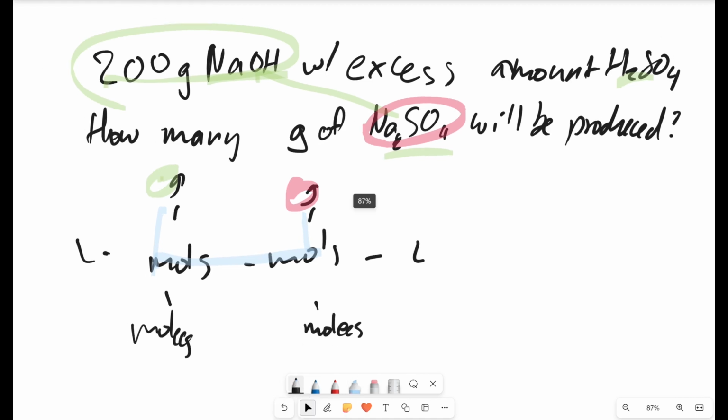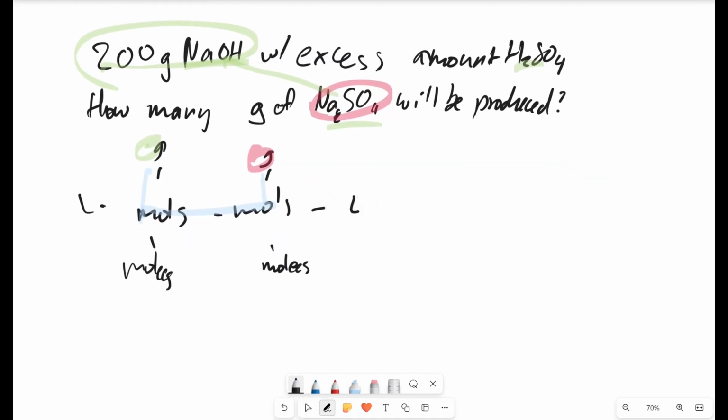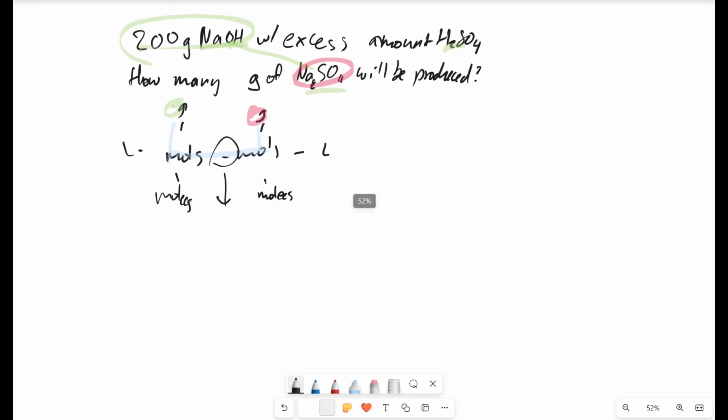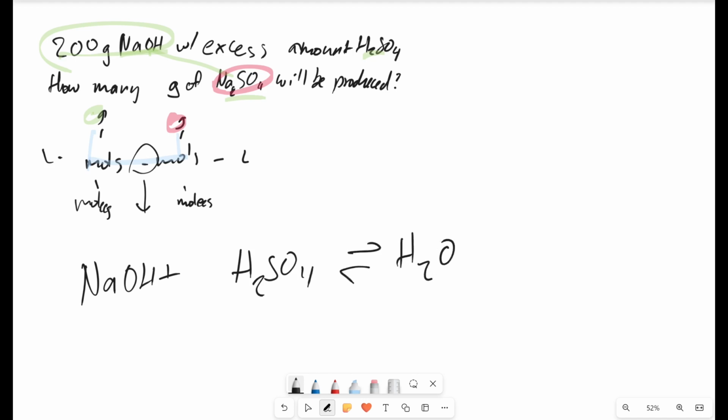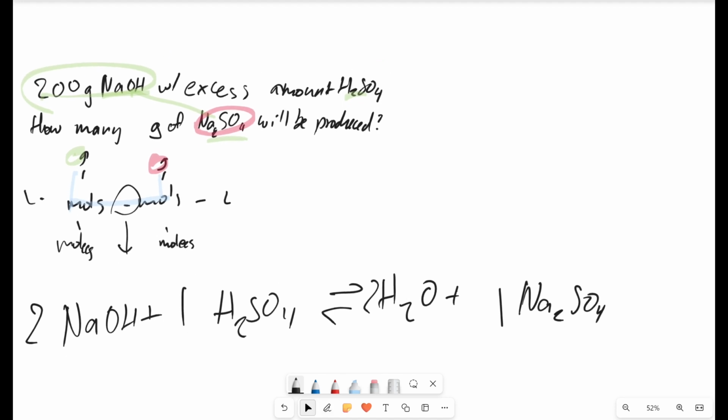Now we have a base plan set up. But how do we hop that bridge? We have to use a balanced chemical equation. We know that NaOH reacts with H2SO4 to create H2O, because it's an acid-base reaction, and Na2SO4. Then we balance this equation, and with the fully balanced equation, we can figure out how to set up our picket fence.